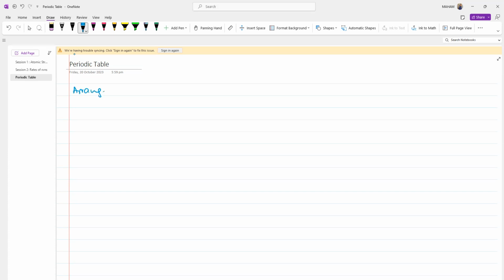So let's start. The arrangement of elements according to an increasing proton number is called a periodic table.